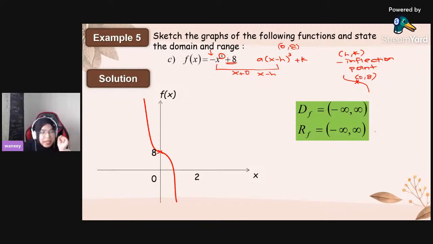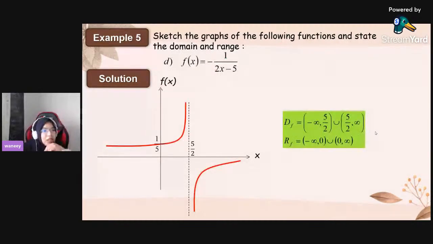Okay, next, let us proceed with the last one, D. Okay, so for D, we have f(x) equal to negative 1 over 2x minus 5. Okay, so this is a reciprocal function. For reciprocal, you need to know what are the asymptotes for them. Okay, so for asymptotes, you have two things actually. You have a vertical asymptote and then you have a horizontal asymptote as well.